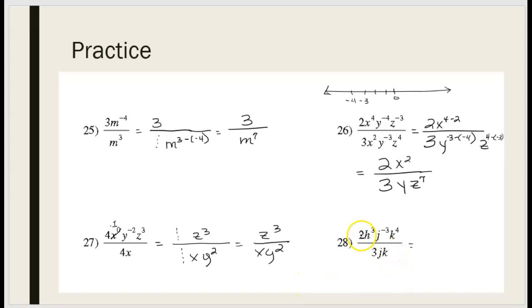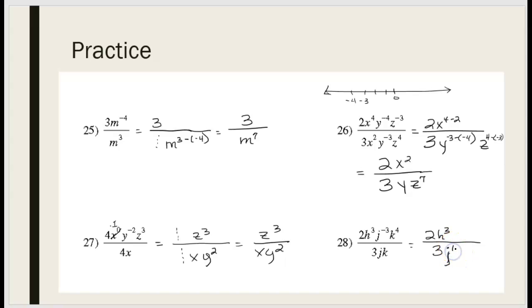Okay, so in this problem, again, just like up above in number 26, we have a 2 and a 3. Those do not divide nicely, so we're just going to leave those numbers exactly where they are. We'll not disturb them. H to the third power, this is the only h variable that I have, so it is going to remain where it's at. Then I have a j to the first power and a j to the -3 power. Well, of course, the first power has a bigger presence or a greater value, I can say, in the denominator. So we're going to leave it in the denominator.